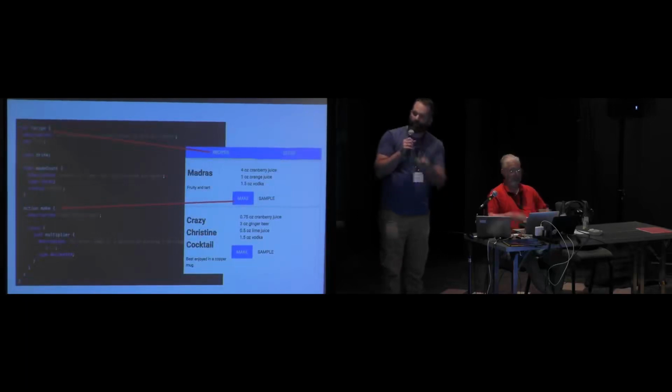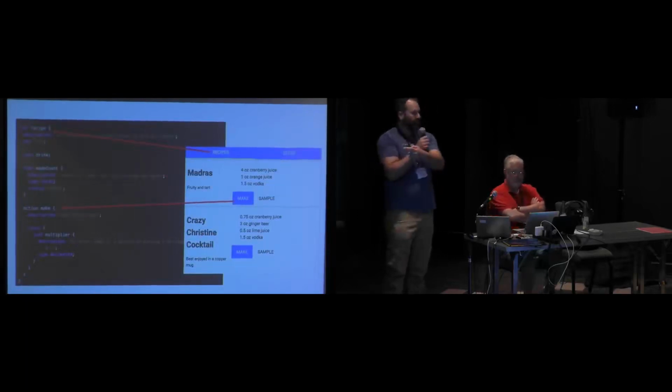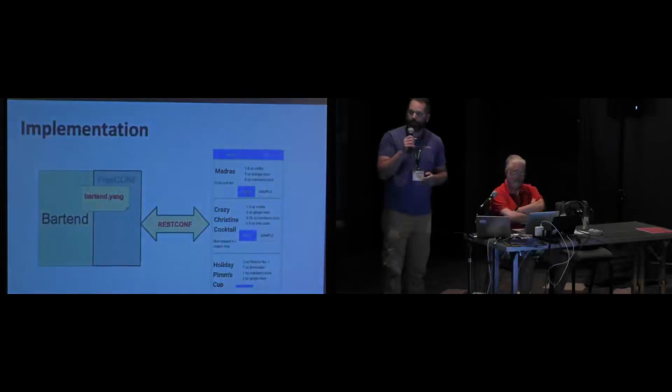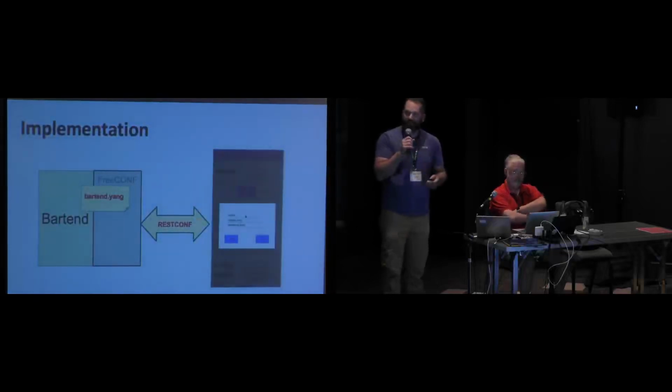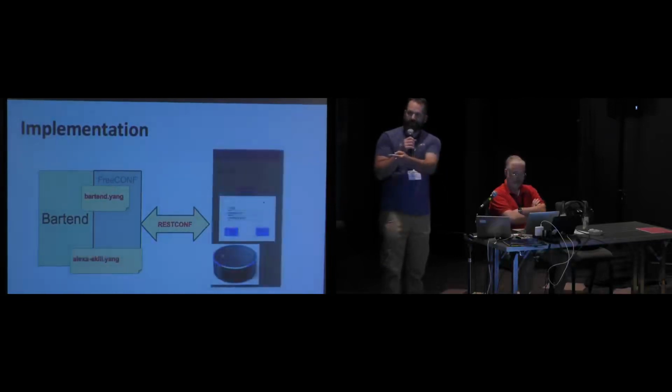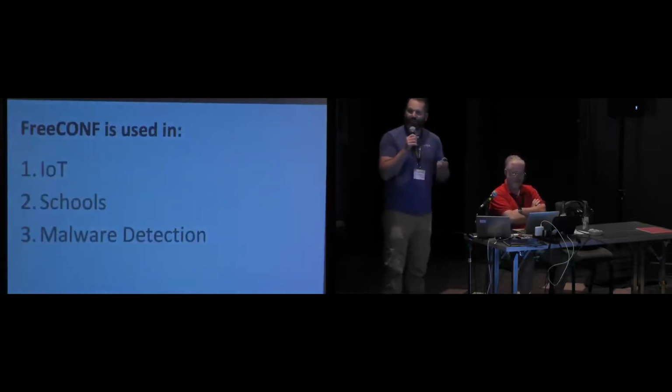It needed no special tools in the JavaScript to get this to work. RESTconf really is designed well to make it palatable to the industry as a whole, which is what its design was for. And I really like how RESTconf has different modules. If Amazon published a Yang model for an Alexa skill, I could add that in, and all of a sudden you're saying, Alexa, make me a Mai Tai. Since then, I've used this in lots of different industries: IoT, schools, malware detection.